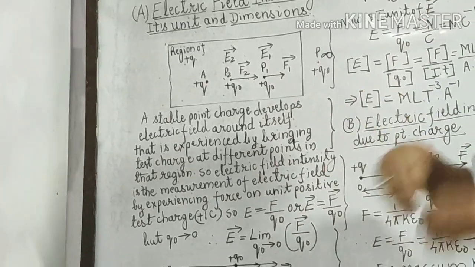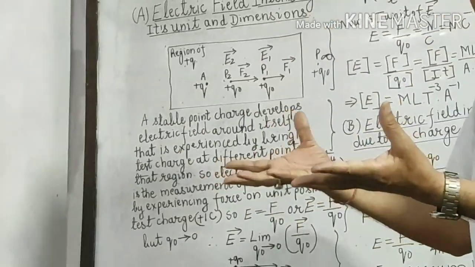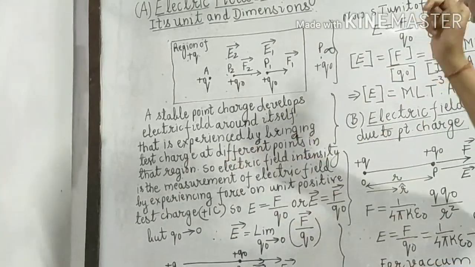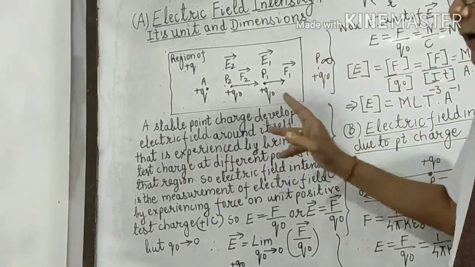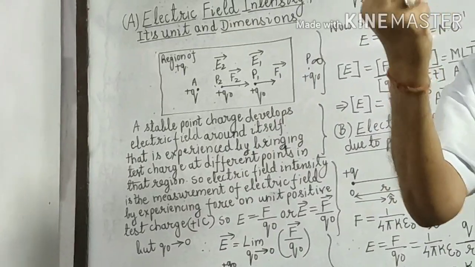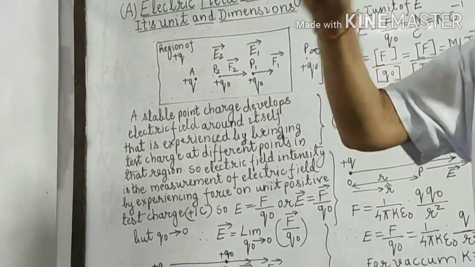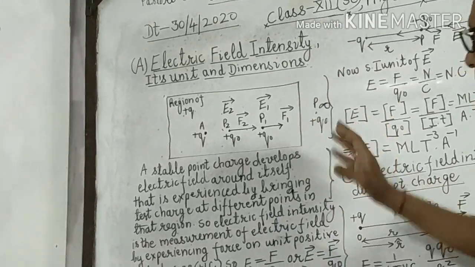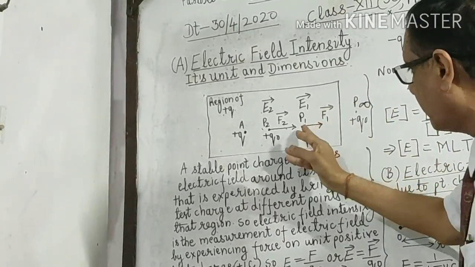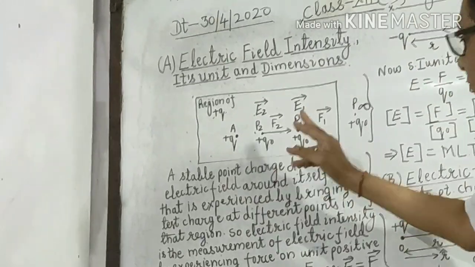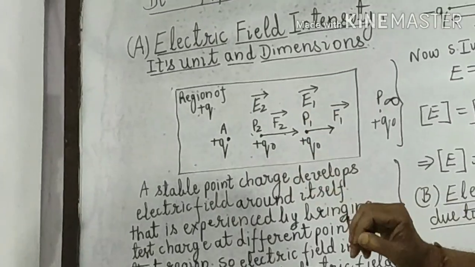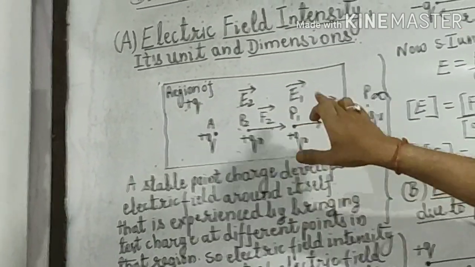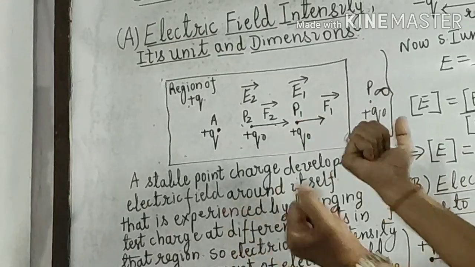Then how will I detect the influence? I need a detector, an investigator. So I will take a test charge which will test the influence of that region. That test charge is plus Q naught. Slowly I will bring it to point P1. As soon as I keep this plus Q naught here, it will experience a force.